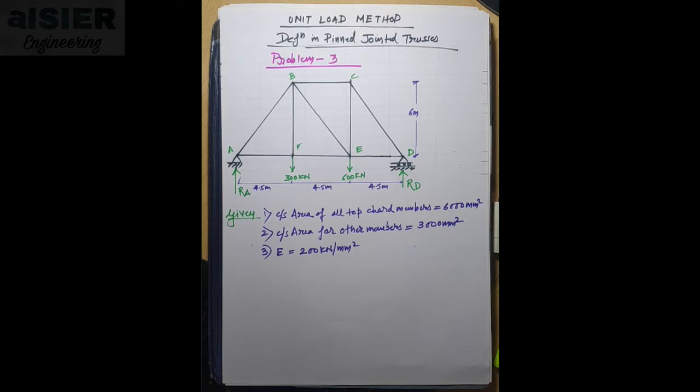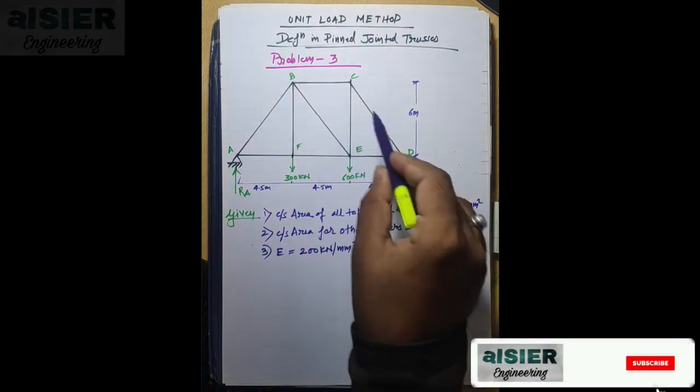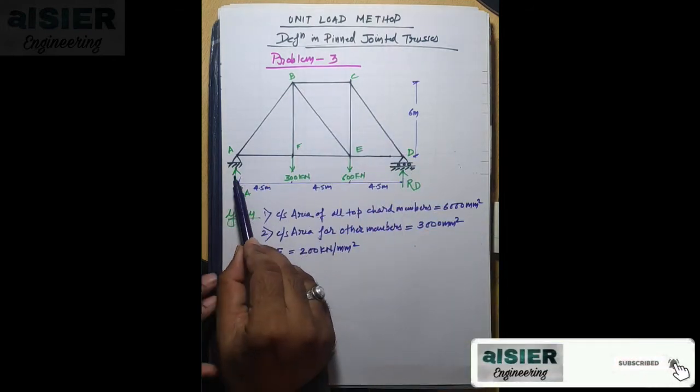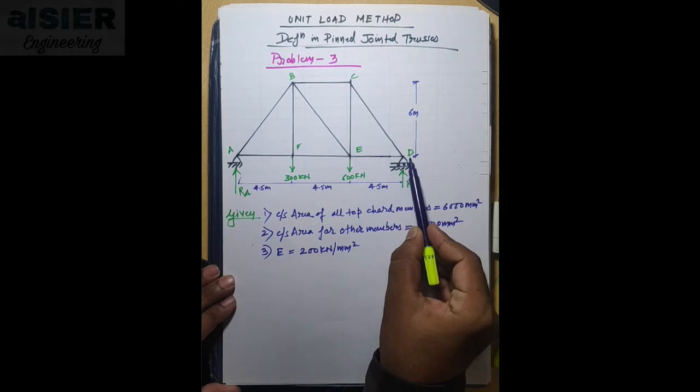In the last two videos we have seen numericals on deflection in pin jointed trusses using the unit load method. In today's video we are going to see problem 3. In this problem a pin jointed truss is given which is supported at A and D.